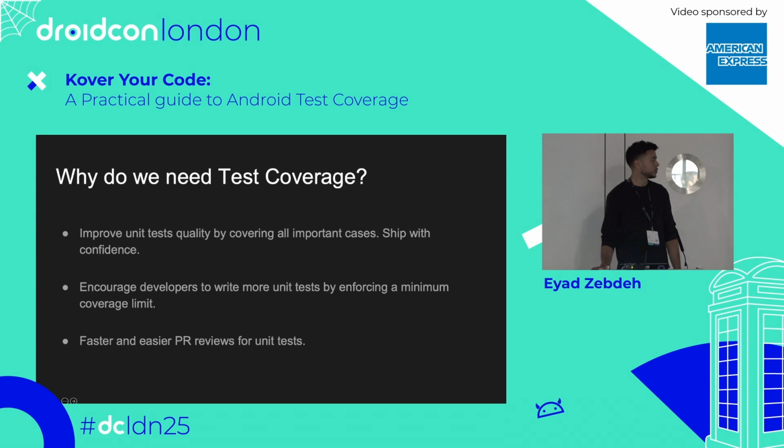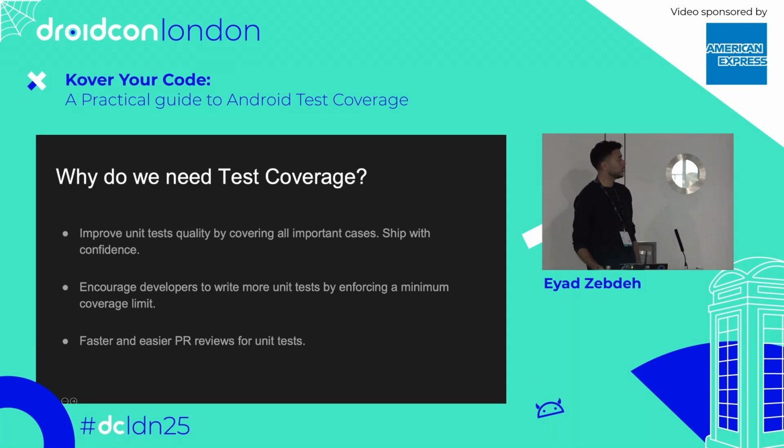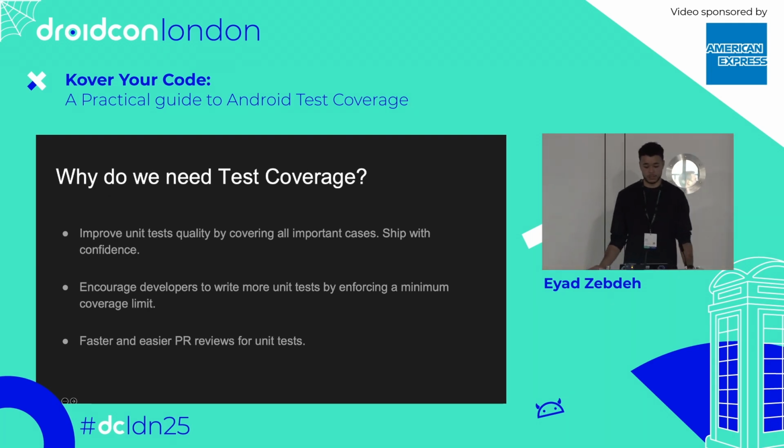Why do we need test coverage? Again, it's just to measure how much of your code is tested, and that's going to help us improve the unit test quality. Because when we do that, we're going to cover all the important cases in our app with tests. It will also encourage developers to write more unit tests. When they create a feature and find out that the code is not well tested, they will probably write more. And it will also help you with the pull request review process.